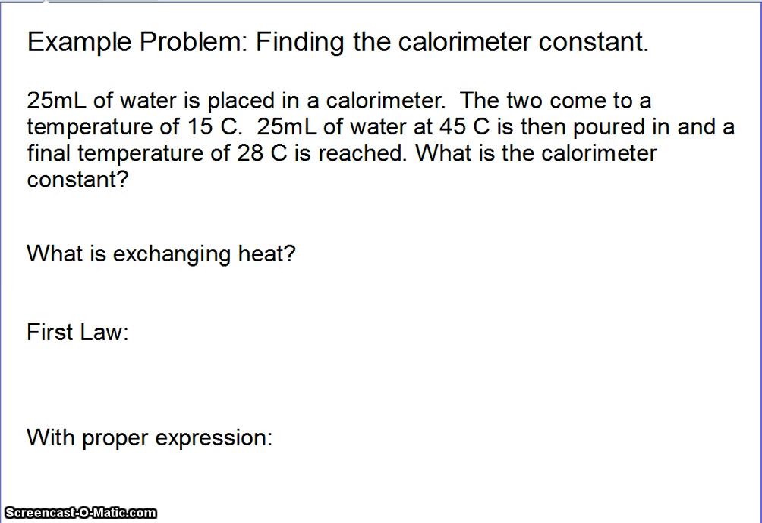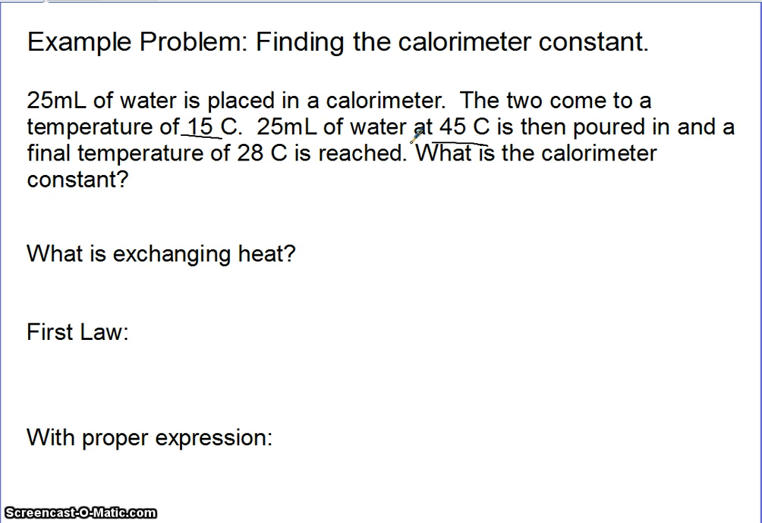All right, so here's an example problem. We've got water, we put it in a calorimeter. The two come to a temperature of 15 degrees Celsius. Then I take the other water that's at a different temperature and I pour it into the water, and they reach a new temperature. Now, if I have one sample of water at 15 degrees Celsius, and another sample of water at 45 degrees Celsius, and they're the same amounts of water, you might expect that they would just come to a temperature halfway in between the two. And if it was a perfect world, you would be right. They should come to 30 degrees Celsius.